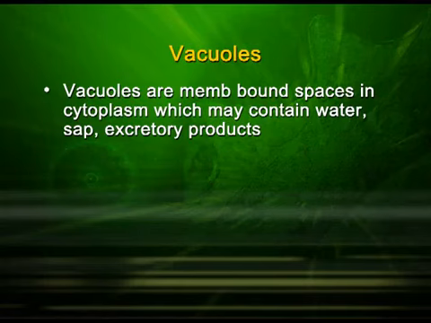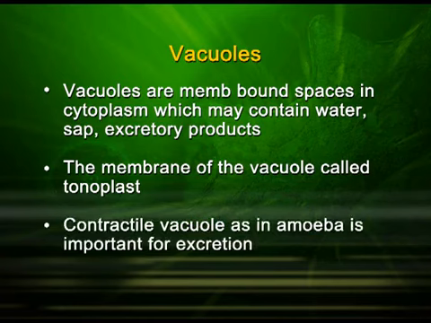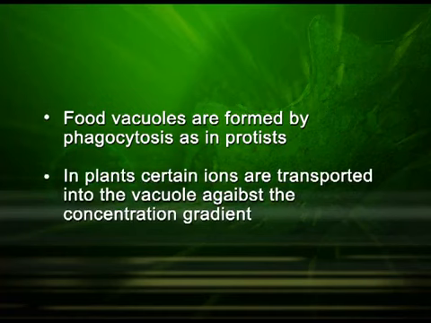The last of the endomembrane system, the vacuoles. These are membrane-bound spaces in the cytoplasm which may contain materials such as water, sap, excretory products, etc. The membrane of the vacuole is called tonoplast. Contractile vacuoles, as in amoeba, function for excretion. Food vacuoles are formed by phagocytosis, as in certain protists. In plants, certain ions are transported into the vacuole against the concentration gradient.